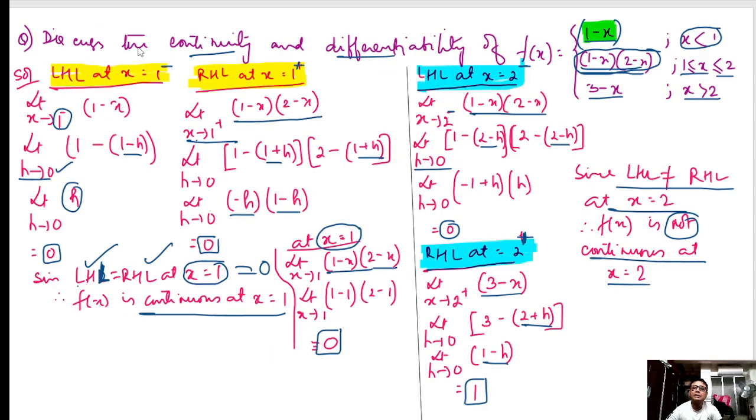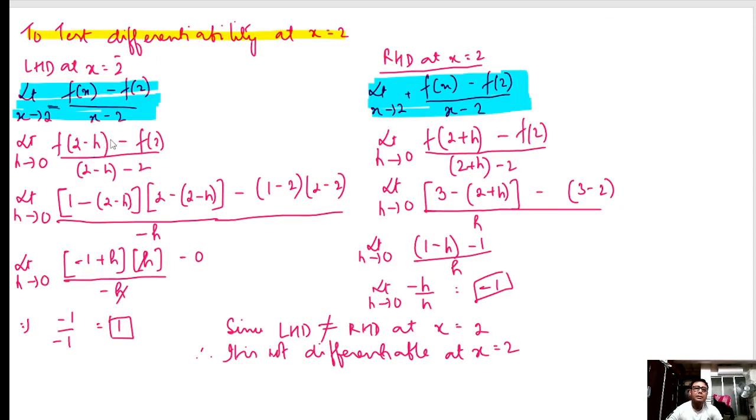Which equation shall I choose? Less than 2, I will choose 1 minus x into 2 minus x. Okay. So here, in place of x, I will put 2 minus h. So I have chosen the equation as 1 minus x and 2 minus x, and in place of x I will put 2 minus h here, and here in place of x I will put 2. Okay, so then calculating it, cancelling out the common terms, we are getting 1.